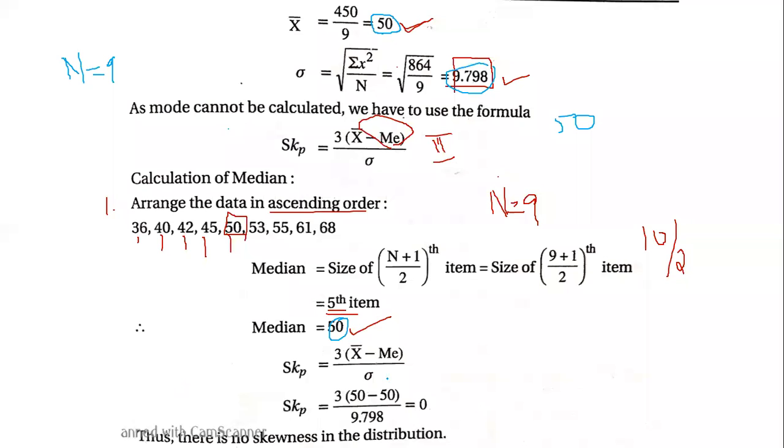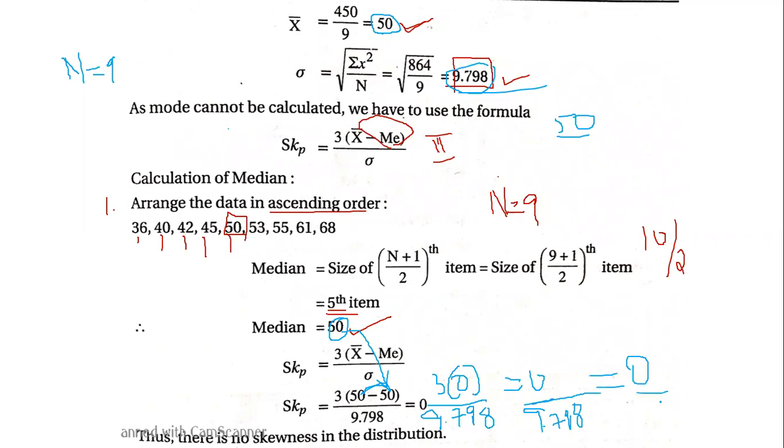So 3 into (x bar, which is 50, minus median, which is also 50), divided by standard deviation 9.798. When you see both of them are equal, it will be 0. So if you simplify, 3 into 0 divided by 9.798. Okay, so 3 into 0 is 0. 0 by 9.798. Again, 0 divided by any number, you will get 0 only. So the final answer for this problem is 0.